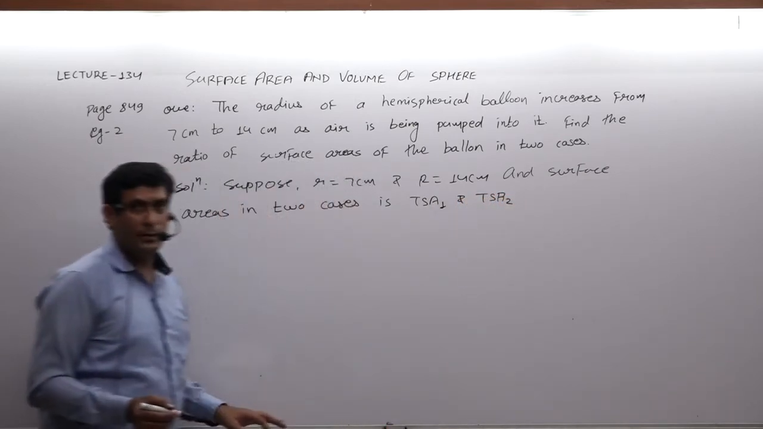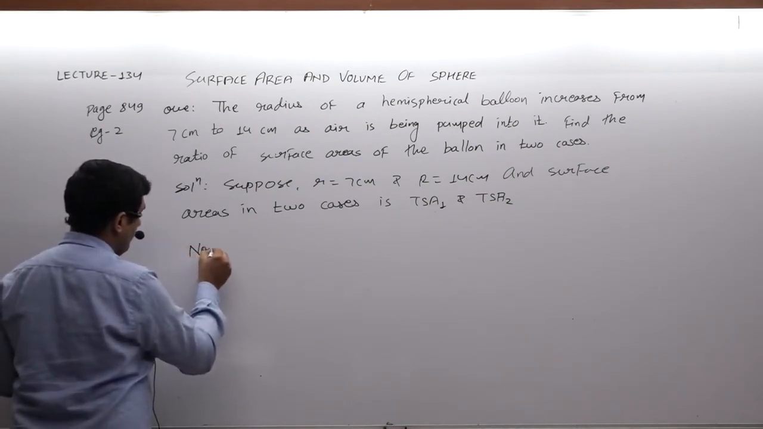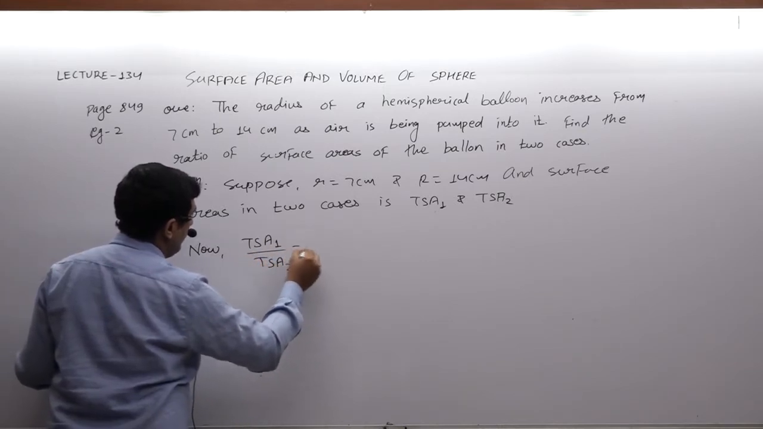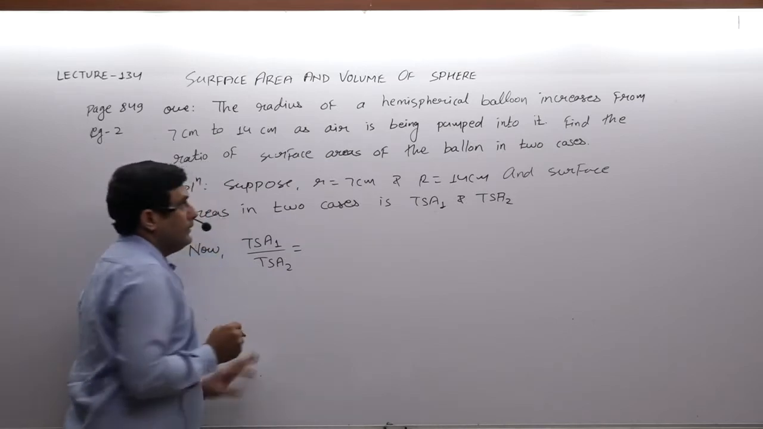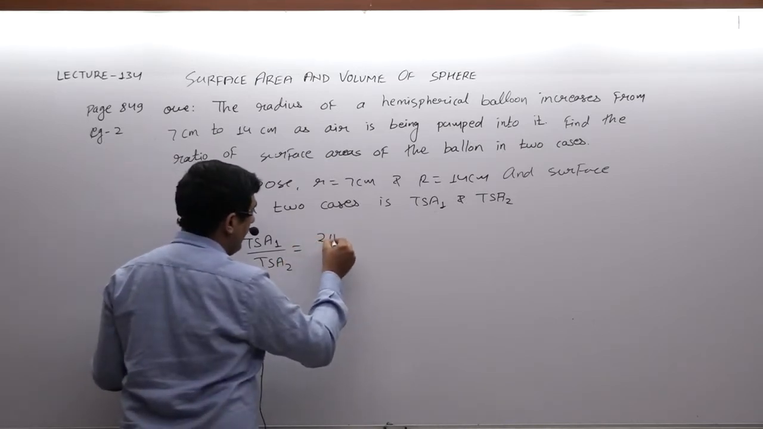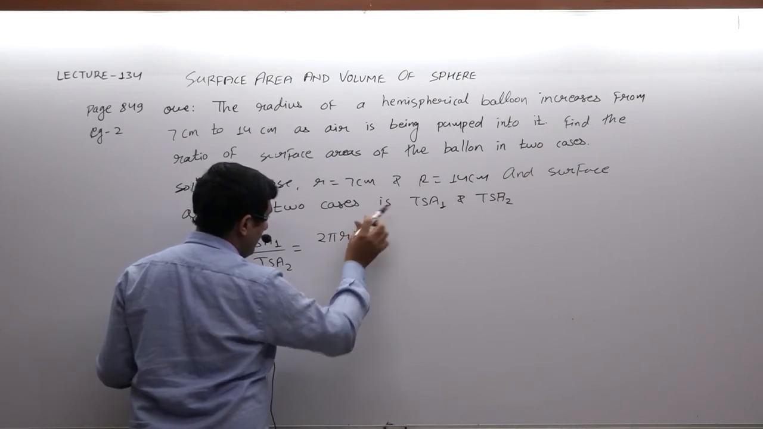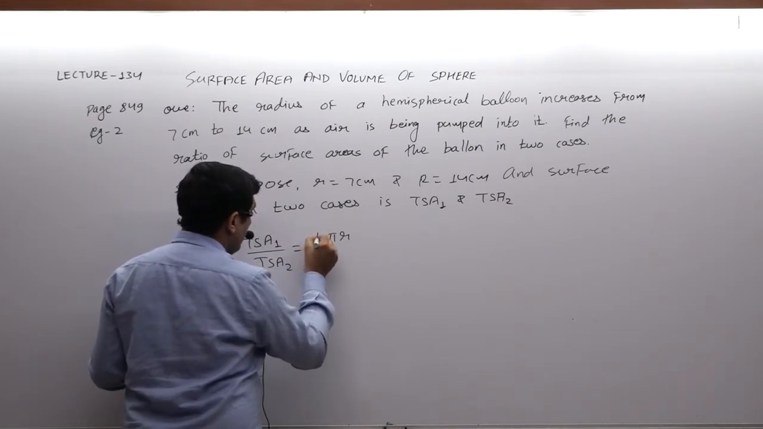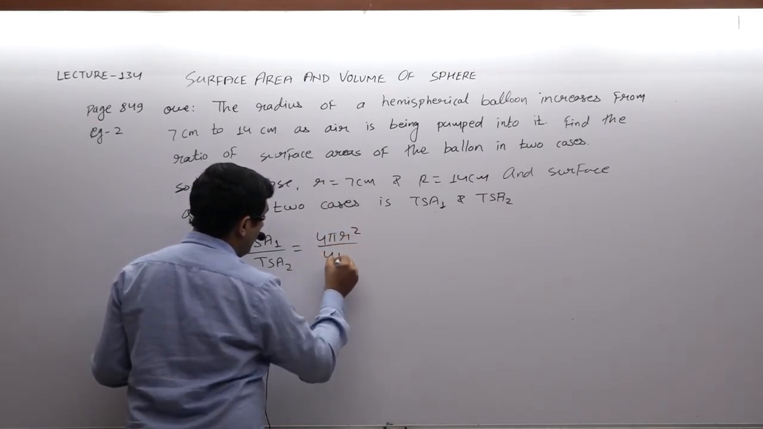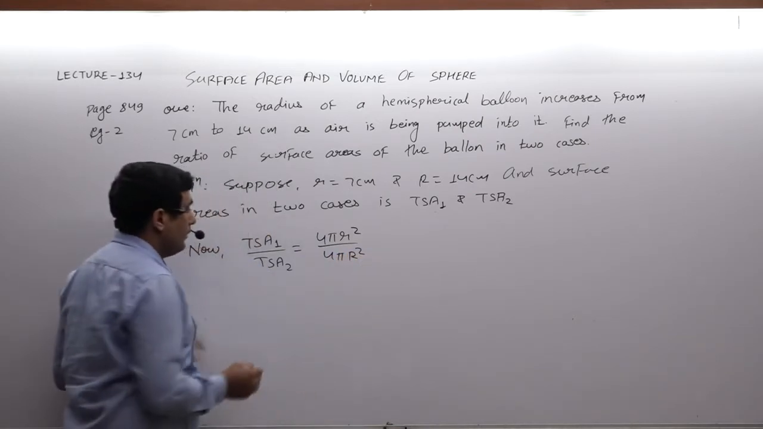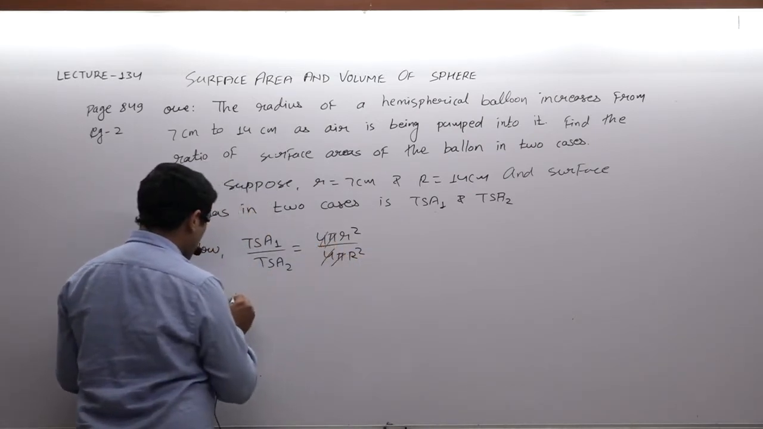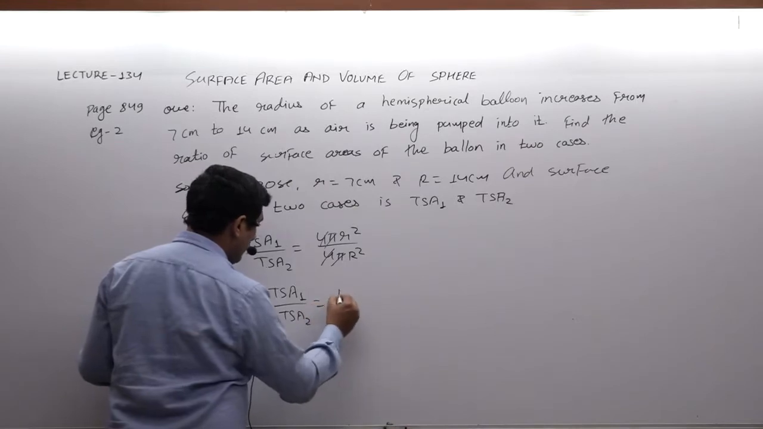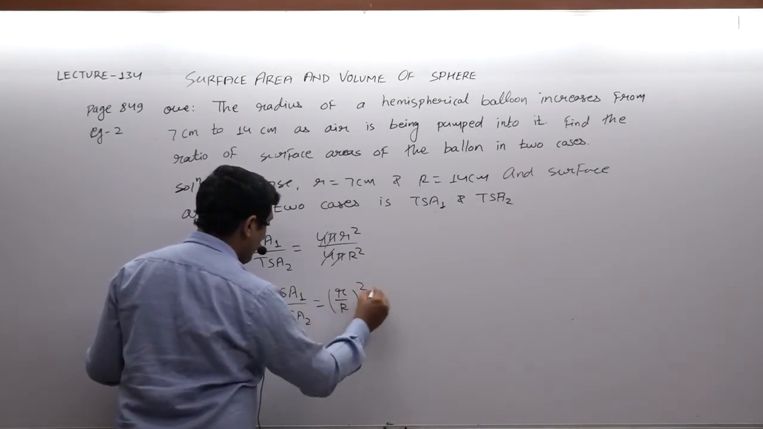So we have to find TSA1 upon TSA2. TSA1 upon TSA2 is equal to, see, it's a sphere, so it will be 4 pi r square, and here again it is 4 pi capital R square. So this 4 pi will cancel out. So here I will get TSA1 upon TSA2 is equal to small r upon capital R whole square.